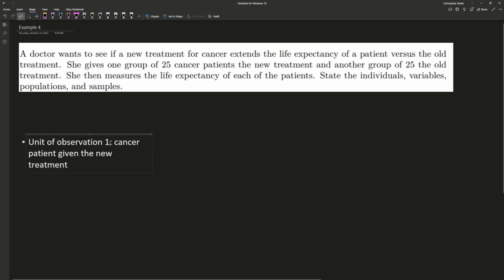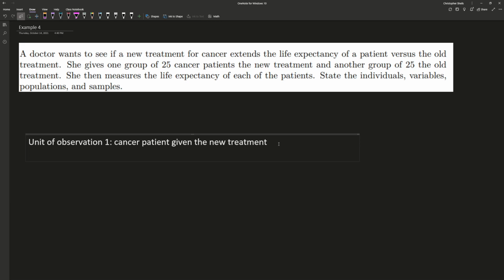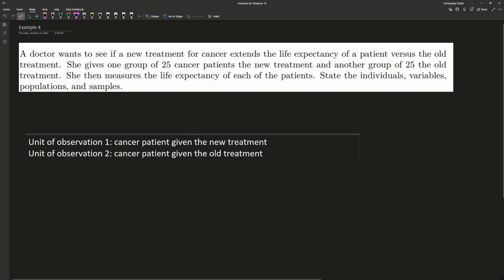I think I was in the same text area as this thing up here, so I had to copy paste. Our unit of observation number 2 is going to be a cancer patient given the old treatment. These are two different groups that we're looking at and comparing, right? So this is why we have two different observations. We have two different groups that we want to compare to one another.